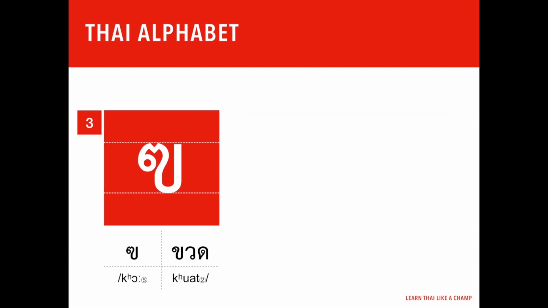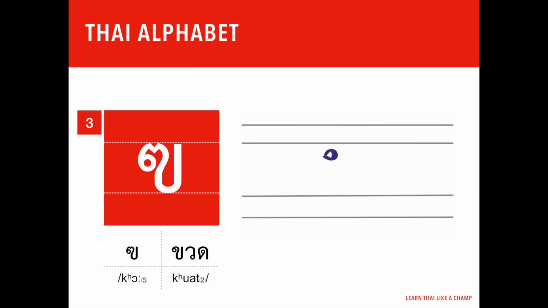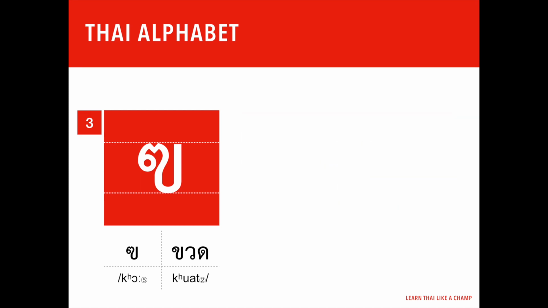Okay, let's try it one more time. You start from the circle, you go up, and then there's a notch, and then go further down, down to the right, and then go up. And that's how to write kho khuat in Thai. And that's it for kho khuat. Next, we have kho kwai.